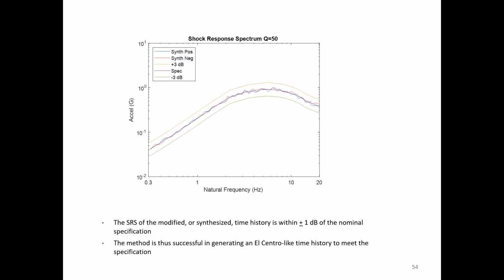Now the middle line is the Vandenberg SRS, which you've already seen. And then we've got a yellow and green line. Probably should change colors, make them more distinct, but those are the plus and minus 3 dB tolerance bands. Again, that kind of greenish color and yellowish color.